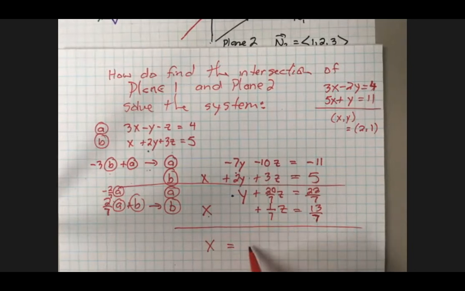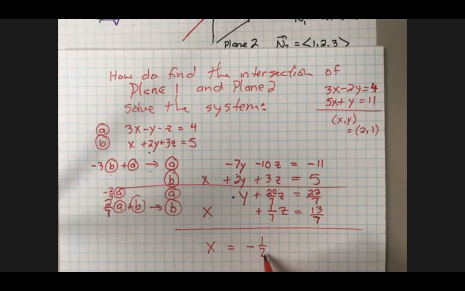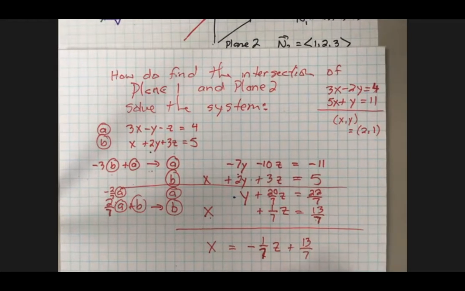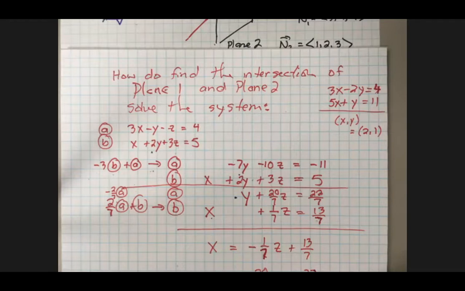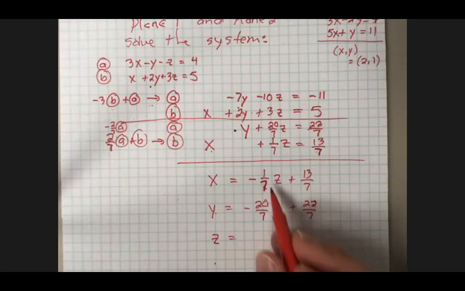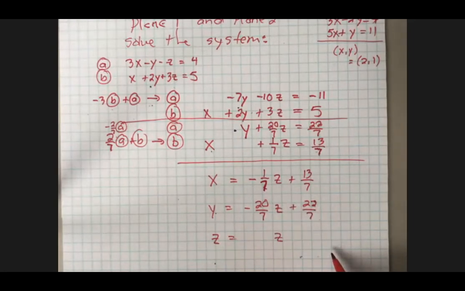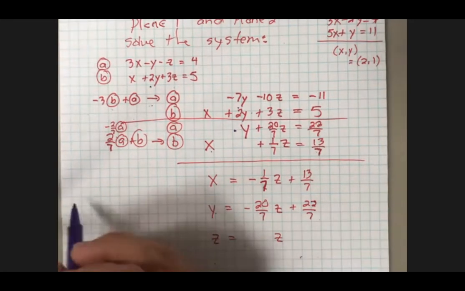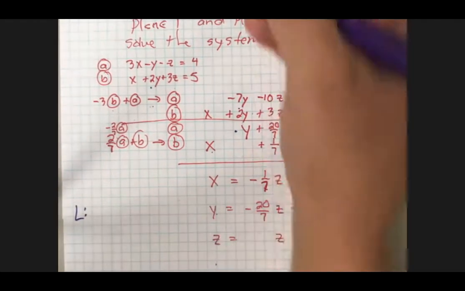I've written x is minus 1/7 z plus 13 sevenths. I've written y is minus 20 sevenths z plus 22 sevenths. And then you say, but you haven't told me what z is. That's because z can be anything I please. Z is a parameter.